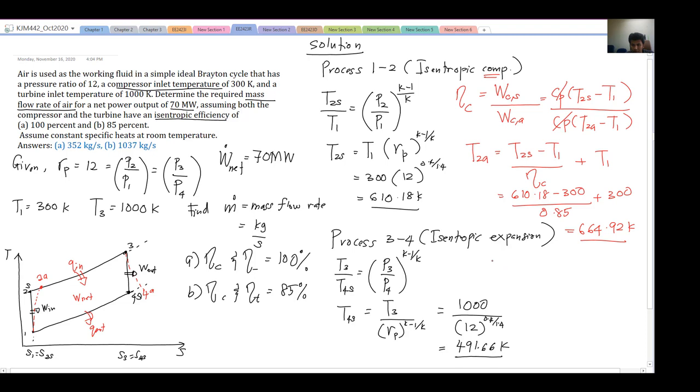Okay, so the isentropic efficiency for the turbine is equal to WTA, the actual work, divided by WTS, the isentropic work. You can notice that for the compressor, it is the isentropic work divided by the actual work, because the actual work is higher than in the isentropic situation. Back to the turbine, the actual output from the turbine is less than the output of the ideal turbine. So this is WTA divided by WTS.